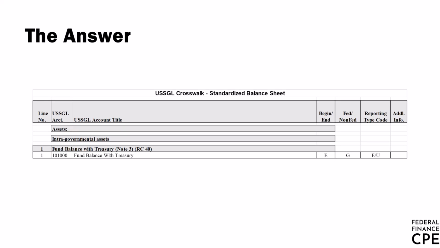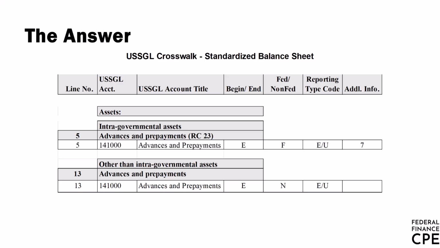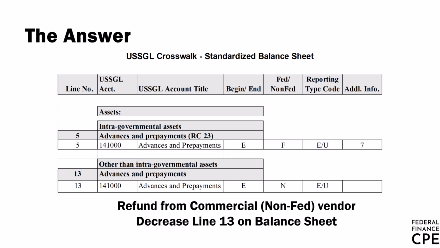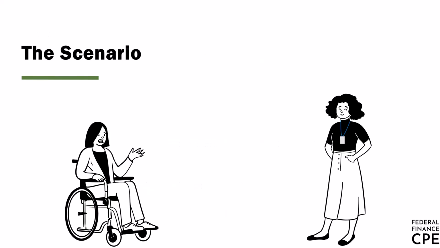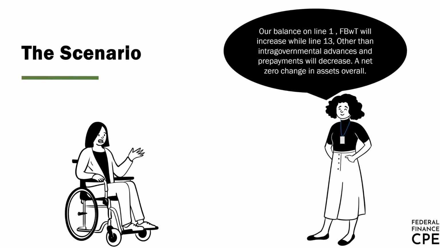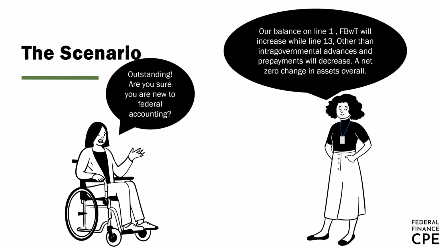All right, we have our 1010 balance. Yep, we increased line 1. And then we had our two options, 5 and 13. You can see the difference is the Fed, non-Fed indicator. So this is a refund from a commercial non-Fed vendor. We decrease line 13 balance. So Sarah is able to tell her friend, hey, increase line 1, decrease line 13. That's how we record the transaction. Her colleague's very grateful.